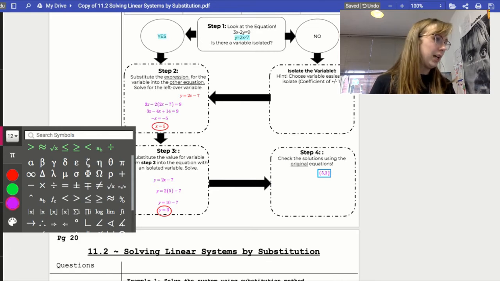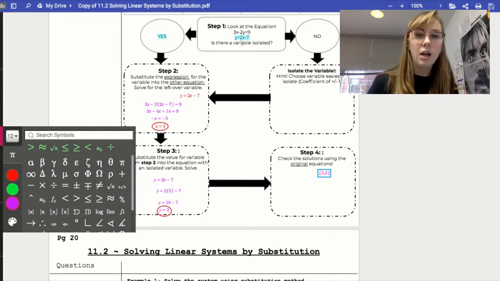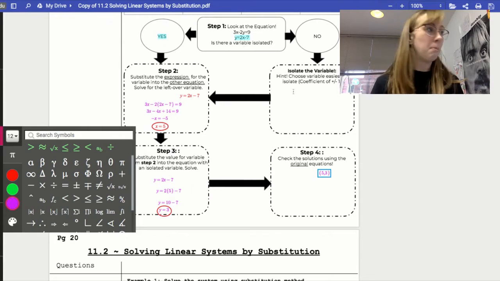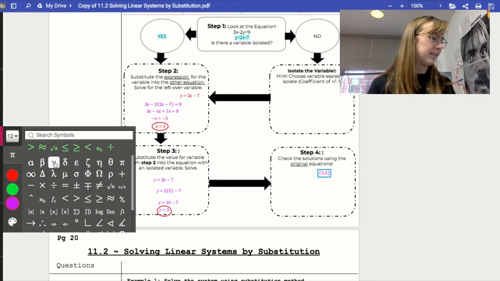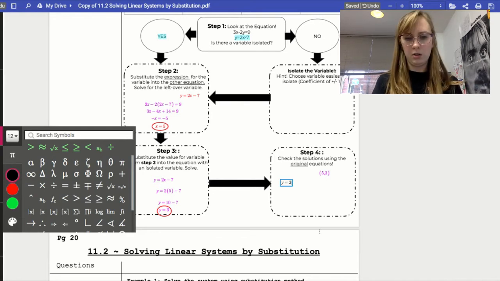But in order for me to check it, I need it to work in both equations. So what I'm going to do is check to make sure it works in y equals 2x minus 7, and make sure that it also works in 3x minus 2y equals 9. So let's check. We'll check y equals 2x minus 7 just because it's already set up for us in a really nice way. So y equals 2x minus 7.